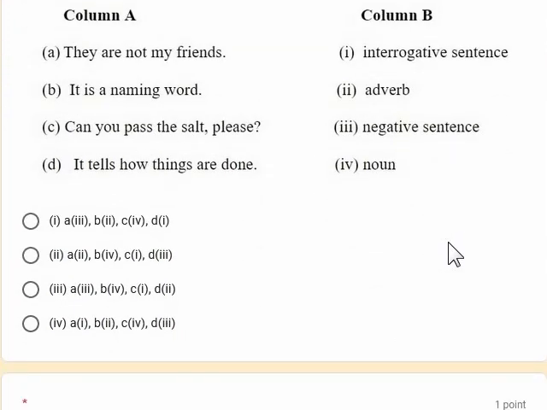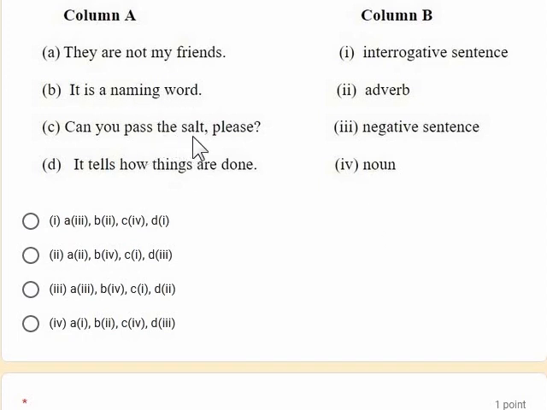Now let's see next. They are not my friends. Well, here it is a negative sentence. What kind of sentence is it? It is a negative sentence. Why? Because there is not in this sentence. So number A will be 3. It is a naming word. Which part of speech is called a naming word? That is, a noun is a naming word. So B would be 4.